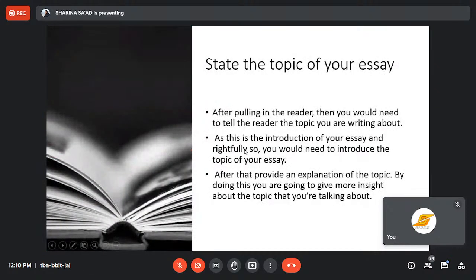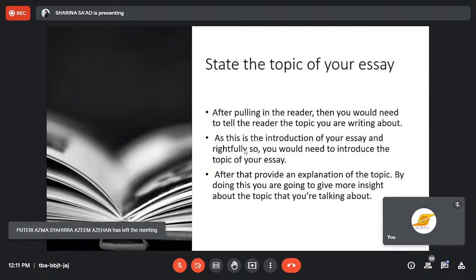So after you have written that hook, you have to write 2-3 sentences about your topic to introduce your topic. Explain about your topic, because you want to give more insight about the topic that you're talking about. A hook, an explanation of the topic a little bit, 2 or 3 sentences, and then you write your thesis statement.